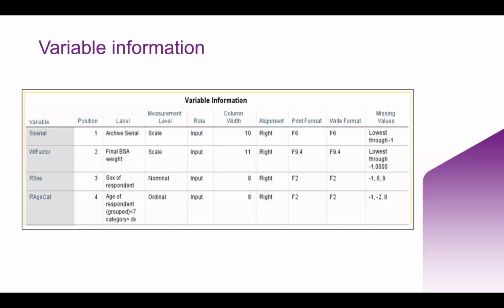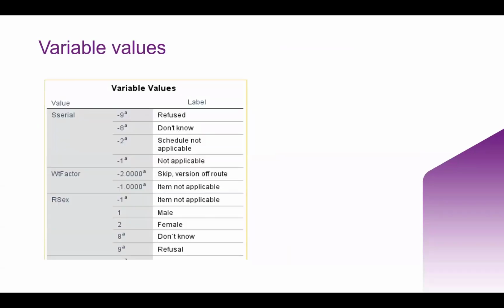So here's an example of an SPSS variable view, which shows the variable name. You can see the label here, as well as the measurement and the missing values. And here are the variable values, which include missing information.